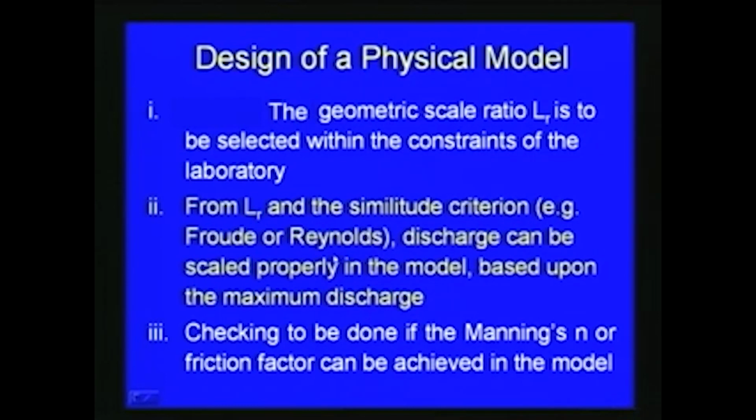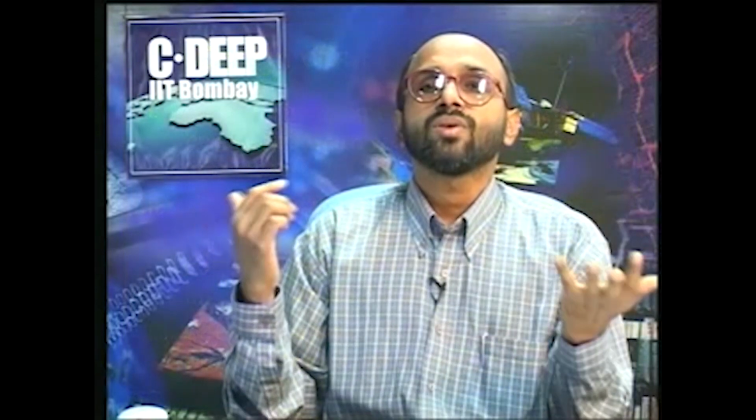similitude criterion, for example Froude or Reynolds, discharge can be scaled properly in the model based upon the maximum discharge. The discharge in the prototype can be very high, so correspondingly we have to scale it down into the model. Either we can use the Reynolds model law or the Froude model law to do this discharge scaling. So this is the second step. The first step is the length parameter, as far as the geometry is concerned, and the second one is the discharge parameter.